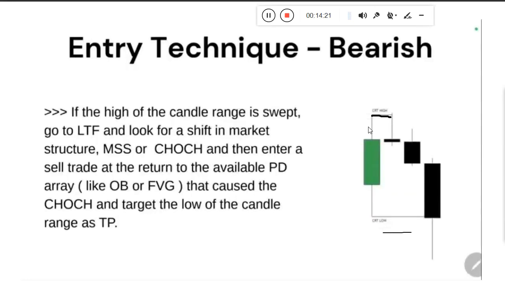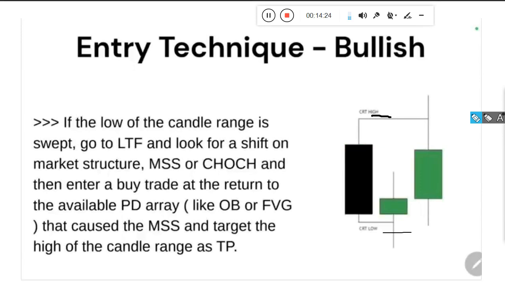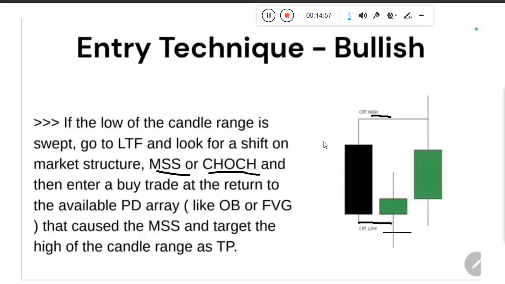So that is for a bearish scenario, and this is for a bullish scenario. The bullish scenario is just the reverse. So once they took out the low of the candle range, it is from this second candle that you go back to your lower time frame and look for your market structure shift or change of character. After the market structure shift, you wait for a return to the next PD array that is available, and then you take the entry at the order block. So that is the entry technique you use.